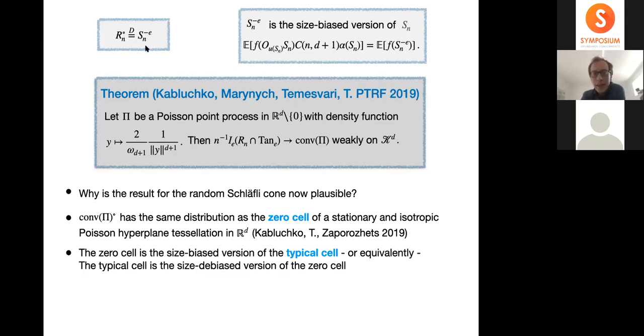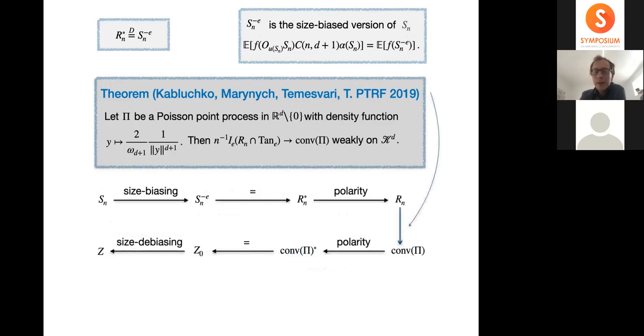And they have a relation to the South Pole cone, and the South Pole cone has a relation to the Schläfli cones that we are interested in, and the relation is by a size biasing. So if we want to go backwards, we have to size d-bias, and the size d-biased version of the zero cell is the typical cell. And that's why, at least morally, the result should be true. Details are complicated, but this is why the result should be true.